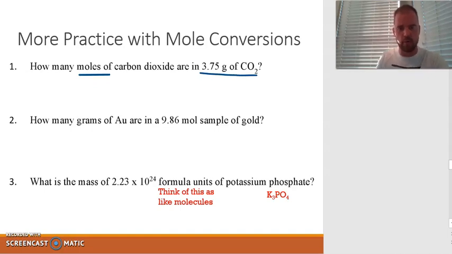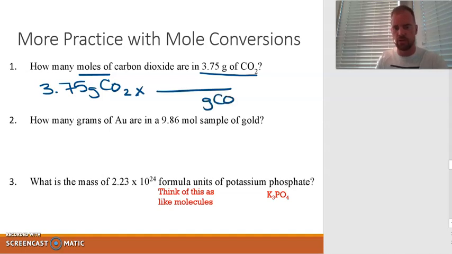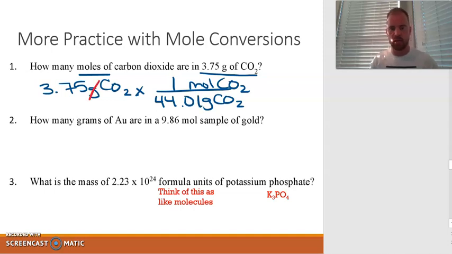This one's a little bit more straightforward. We're just asked to go from 3.75 grams of CO2, and we want to go to moles of CO2. So to do that, grams of CO2 go on the bottom, moles of CO2 go on the top. And what's going to relate those two? Molar mass. 1 mole of CO2, let's see what that is. 12.01 is the mass of carbon, plus 2 oxygens is 32. And so total, my molar mass is 44.01 grams.